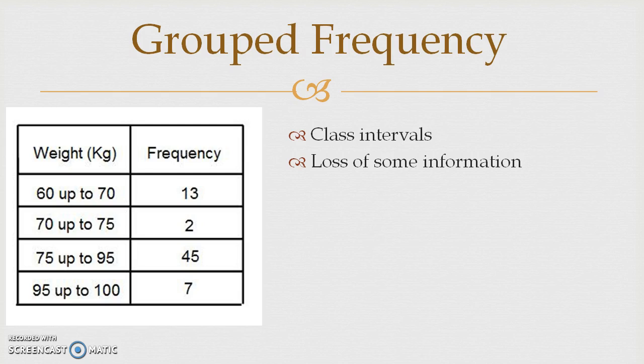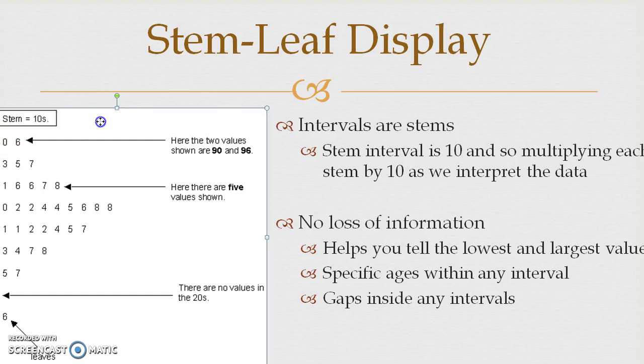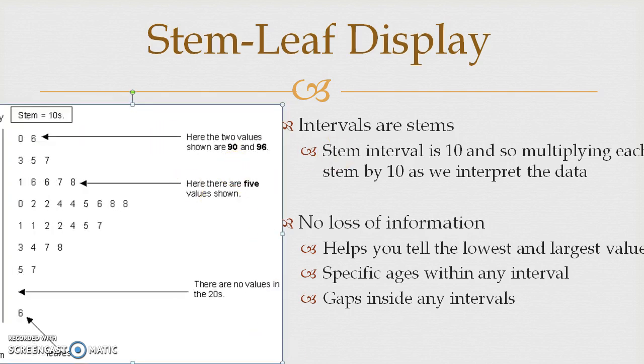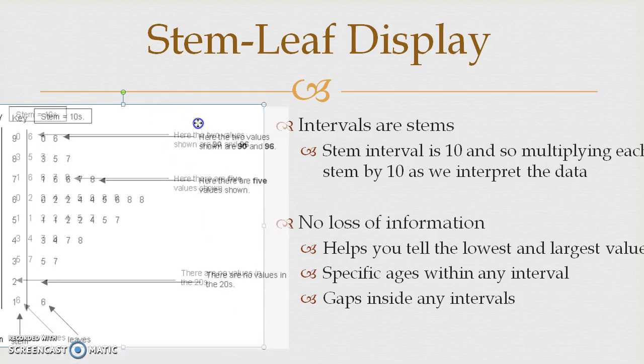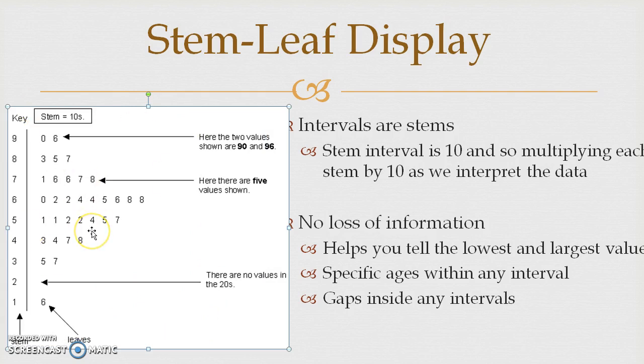To combat that, we actually have what is called a stem and leaf display, which helps in removing the loss of information. I just moved it a little bit so that you guys can see it. So here are my stems, and this is my stem width. This means it is 90, 96. These are the two values shown here. This is 71, this is 76, 76, 77, 78 in this category.